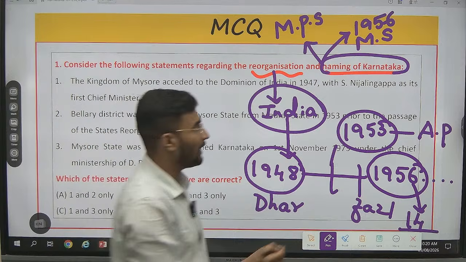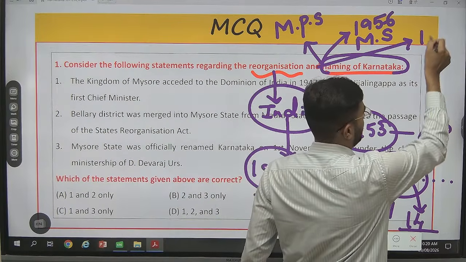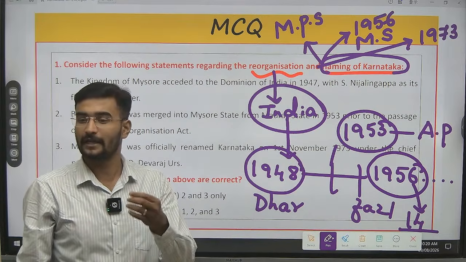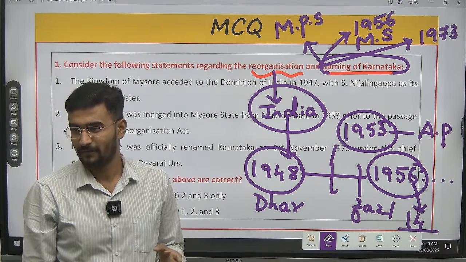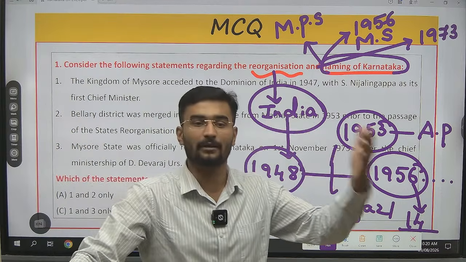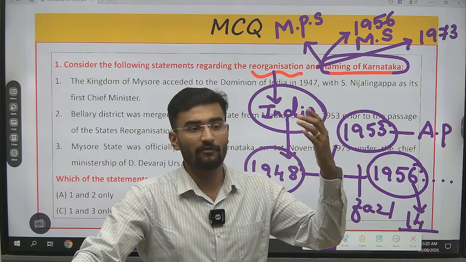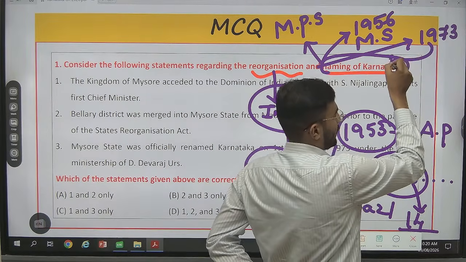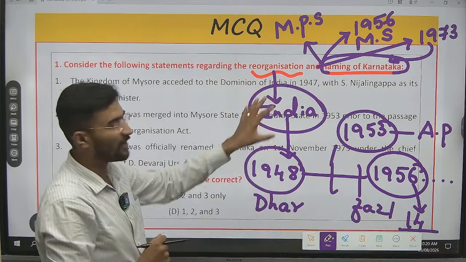And the third one comes in the year 1973, on November 1st. Now we renamed this Mysore state. The renaming of Mysore state was into what? Into Karnataka. This you should be aware of.